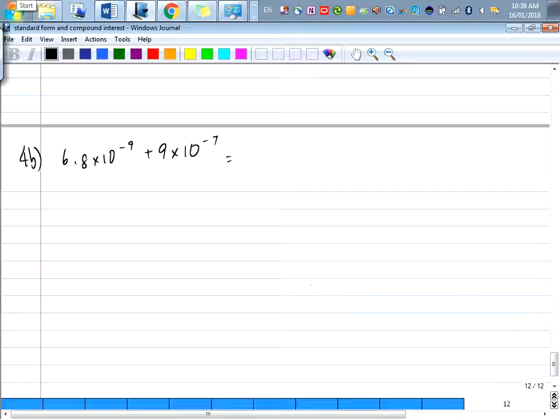Now we're dealing with negative powers. The whole approach does not change. We still take out the bigger power. Between negative 9 and negative 7, which one is bigger? Negative 7 is bigger. Let's take that out. Raise your hands if you need help.